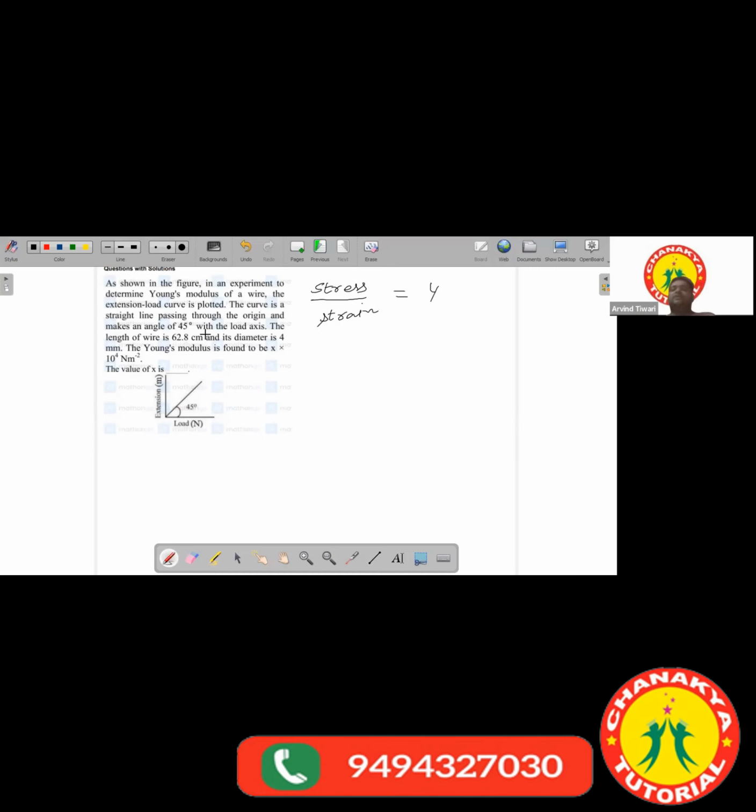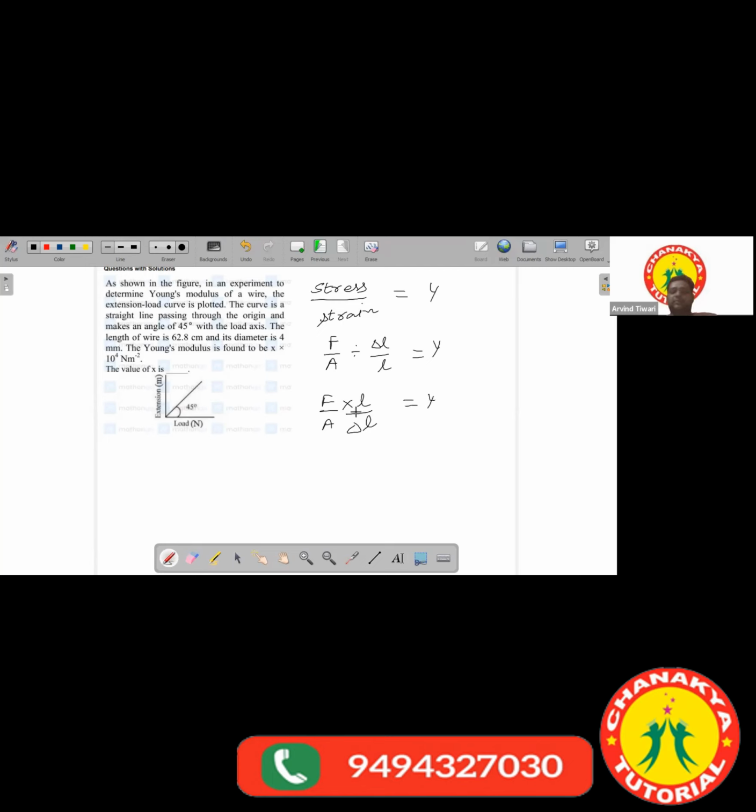Putting the values here, stress is F by A, divided by strain. Strain is delta L by L. This is your Young's modulus. So you will get F by A multiplied by L over delta L. So this you will get as the Young's modulus.